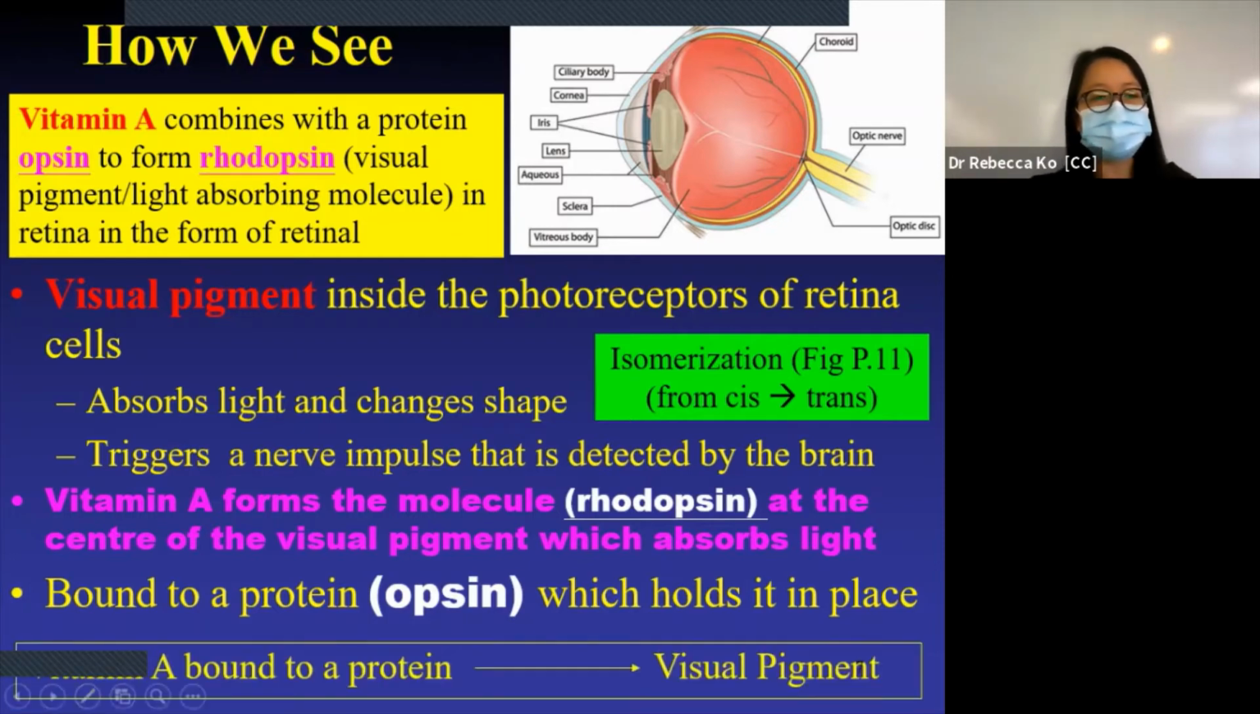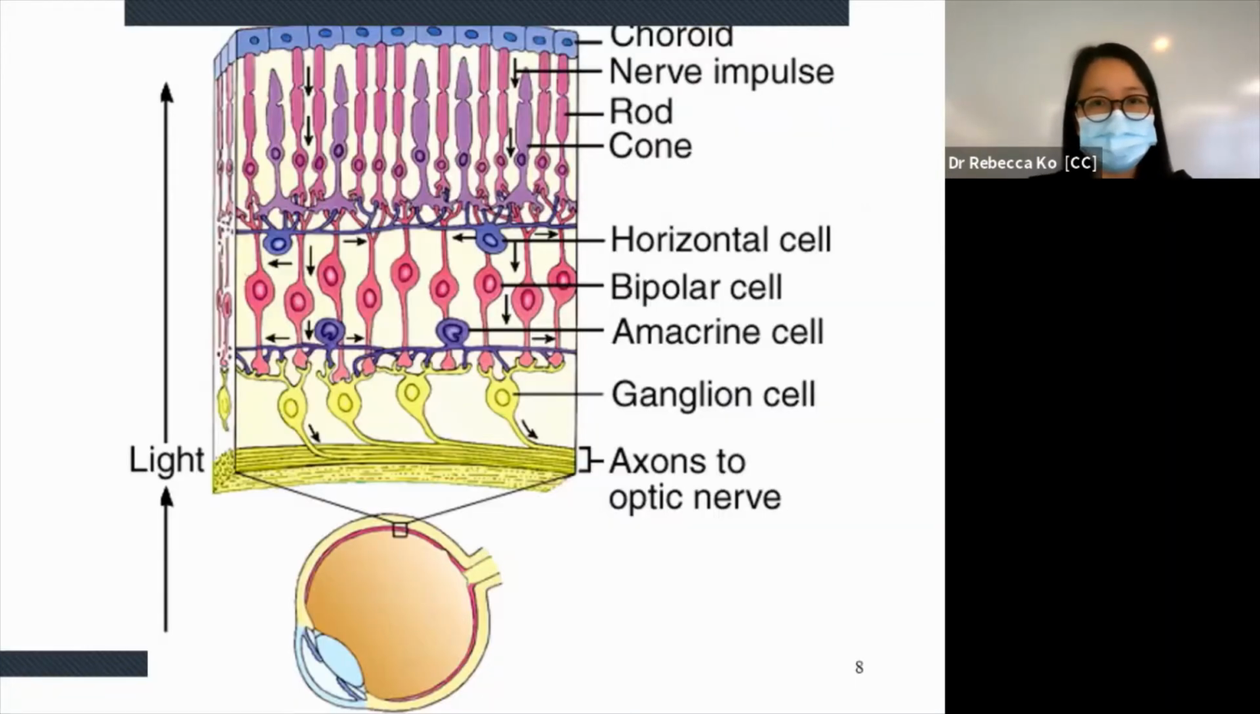So here is the equation, I summarize the process. The vitamin A binds to the protein. If I ask you what's the protein, then I hope you know it is the opsin. And then it generates the visual pigment. What's the visual pigment? That's the rhodopsin, right? Rhodopsin absorbs light. What's the change? Yeah, it will change the shape from the cis form to the trans form. Then we generate the impulse that is detected by the brain, right? That's the whole process. And now let's see the details.